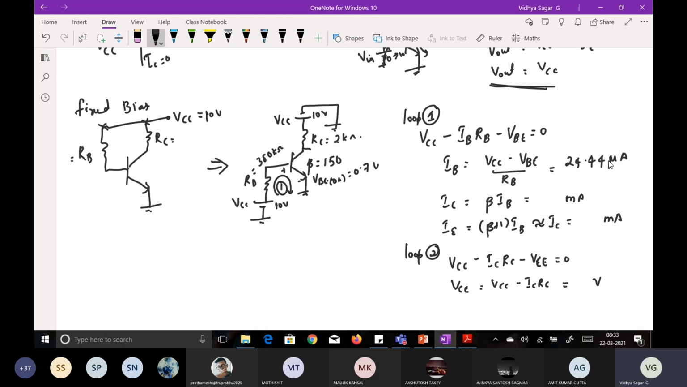So sometimes you might get your VCE negative also. So you might get IB in milli also. Why? Because random values we are taking, right? Beta, I've just approximated 150, RC 2K, 380, 10. So these are random values. You might get different values, arbitrary values.